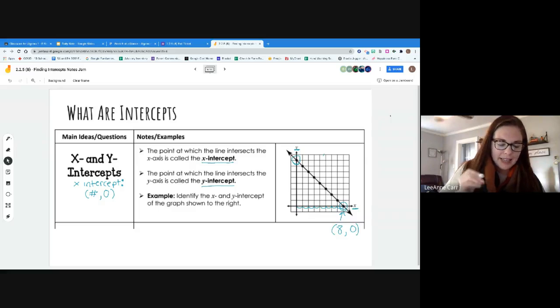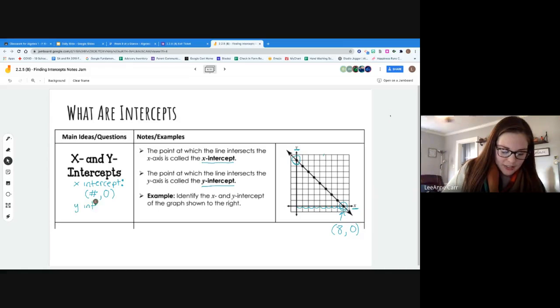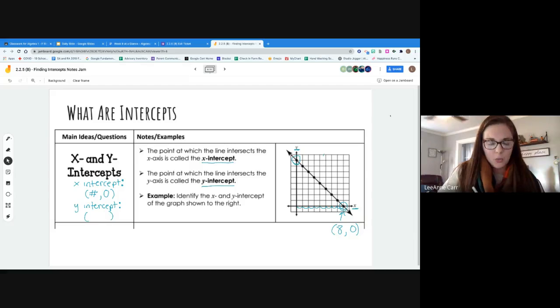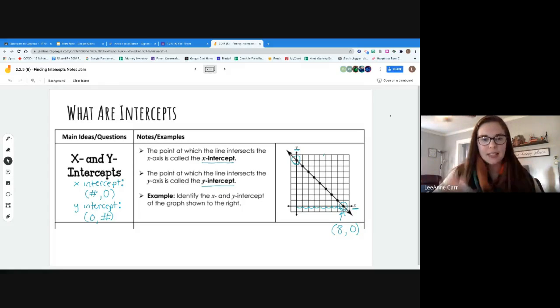Okay. And then our y-intercept is going to be structured the same. It's just kind of flip-flopped. So since it's the y-intercept, this time our number is going to go in the y's place, and 0 is going to go in the x's place. So again, let's switch back to that right-hand side.